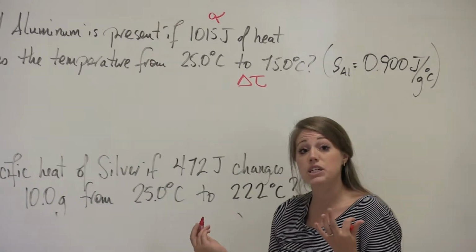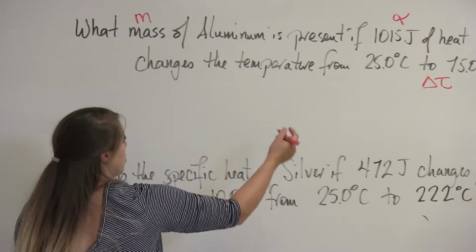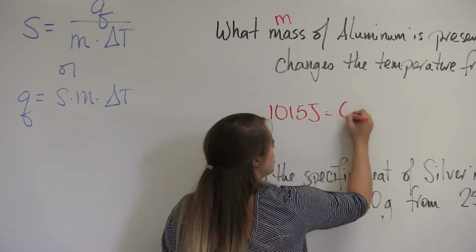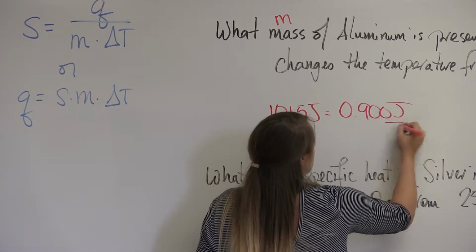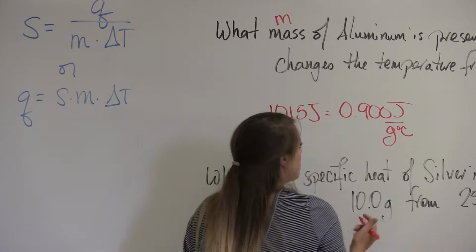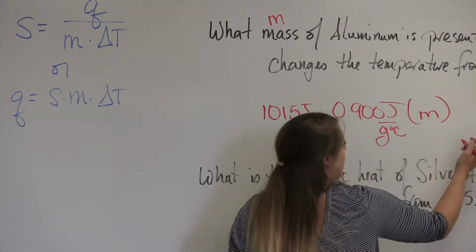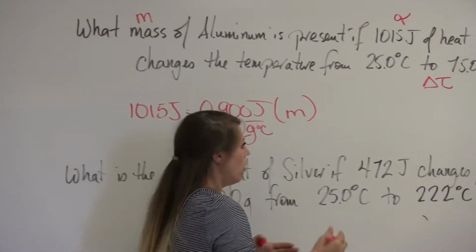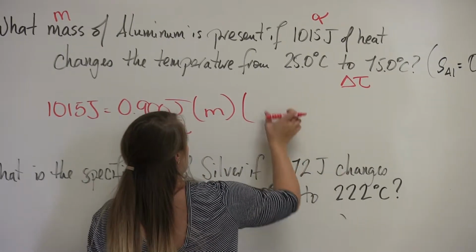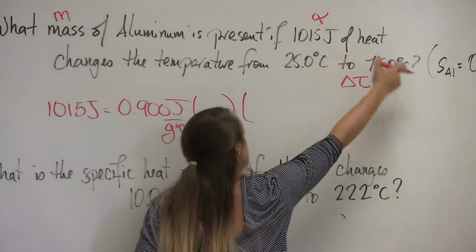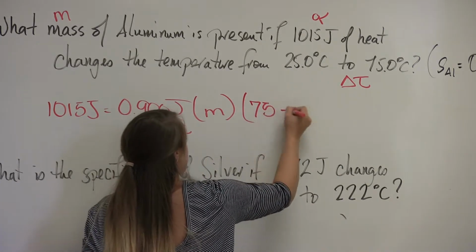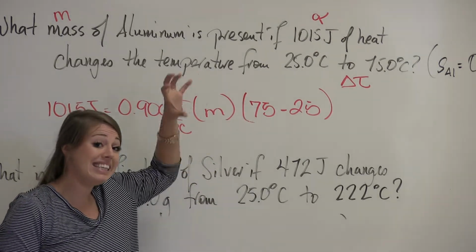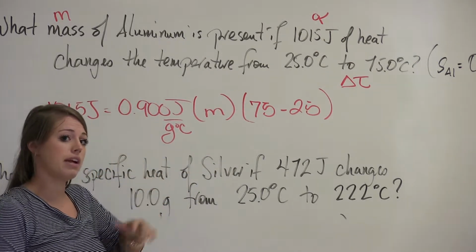So all we're going to do now is plug into our equation. Q is 1015 joules. We have our specific heat, which is 0.900 joules per gram degrees Celsius, times our mass, which I'm just going to call m, times our change in temperature. Change in temperature is final minus initial. From means what I started from, and to is what I ended up with. So 75 minus 25 degrees Celsius. We need to leave the temperature in Celsius for specific heat. Do not convert it to Kelvin.